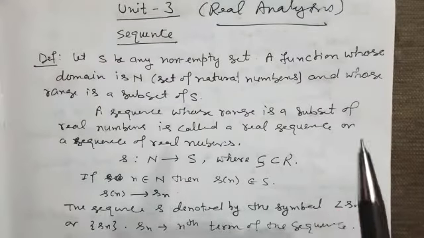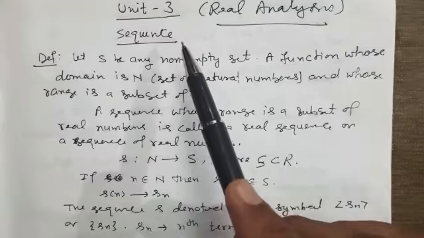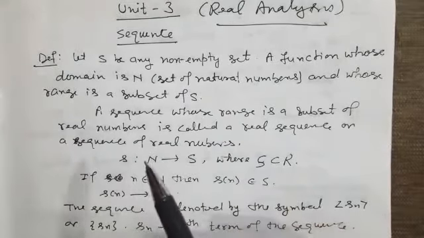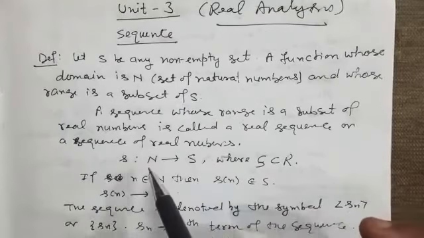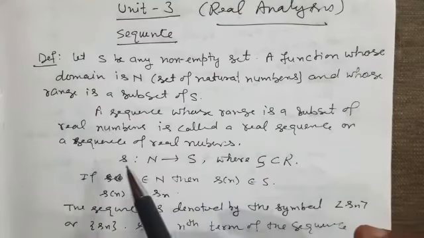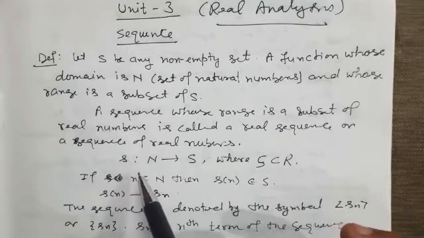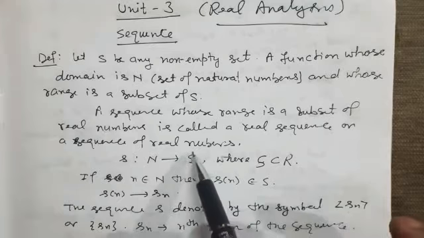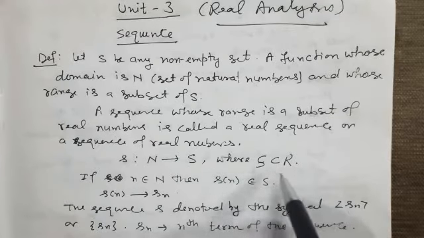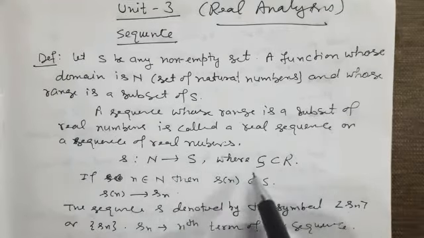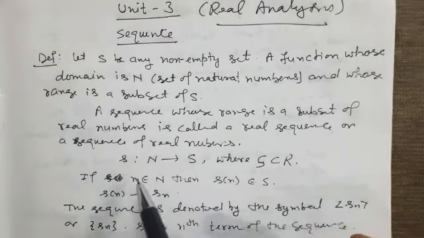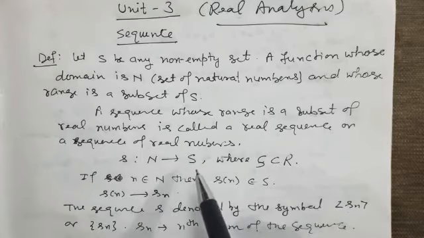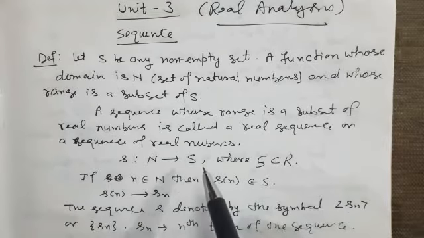Today we are starting Unit 3, that is sequence. First of all, we define the sequence. Sequence basically is a function, small s, whose domain is the set of natural numbers and whose range is any subset of R. If S is any subset of R, then we say that the sequence is of real numbers, or you can say real sequence.